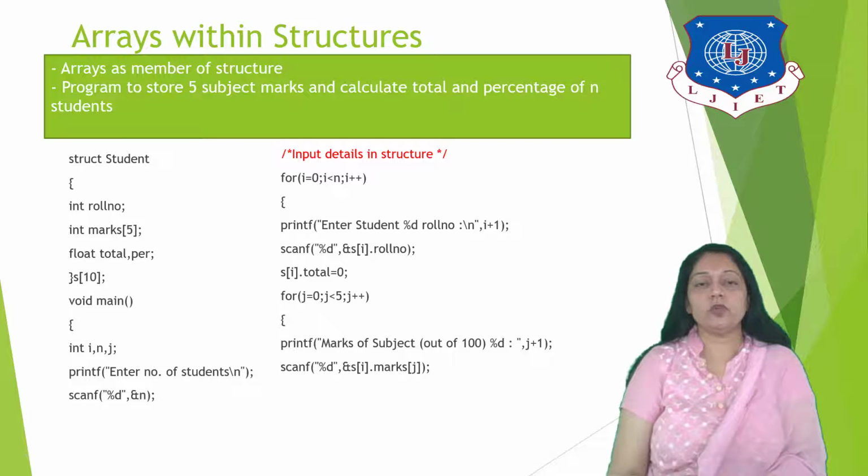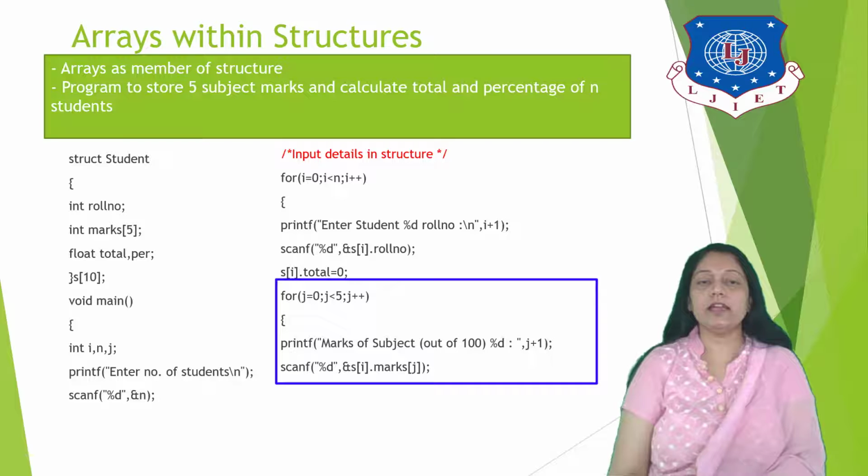Then s of i dot total is initially equal to 0. Total is a member of a structure and the structure variable is an array, so s of i dot total equal to 0. Now take another for loop, and this for loop would be for marks. How many marks you want to store is 5, so run the for loop 5 times. Remember that it's an array, so the index should always start with 0. So for j equal to 0, j less than 5, j plus plus.